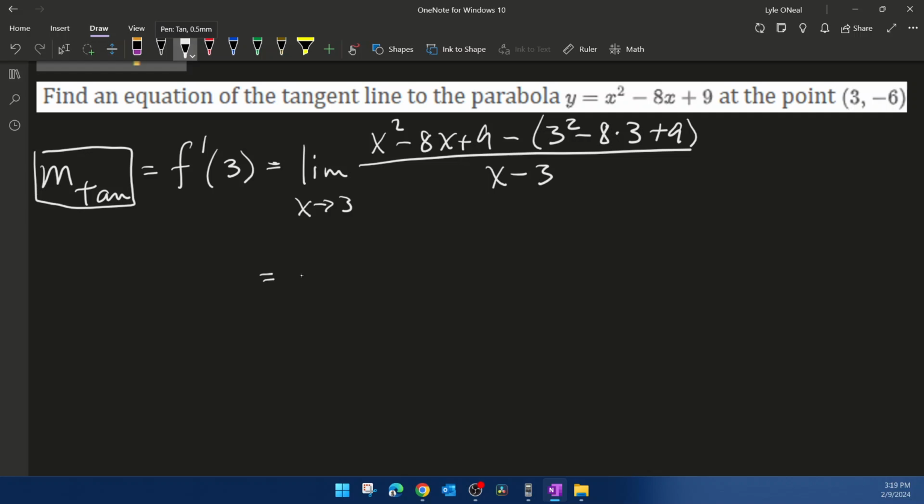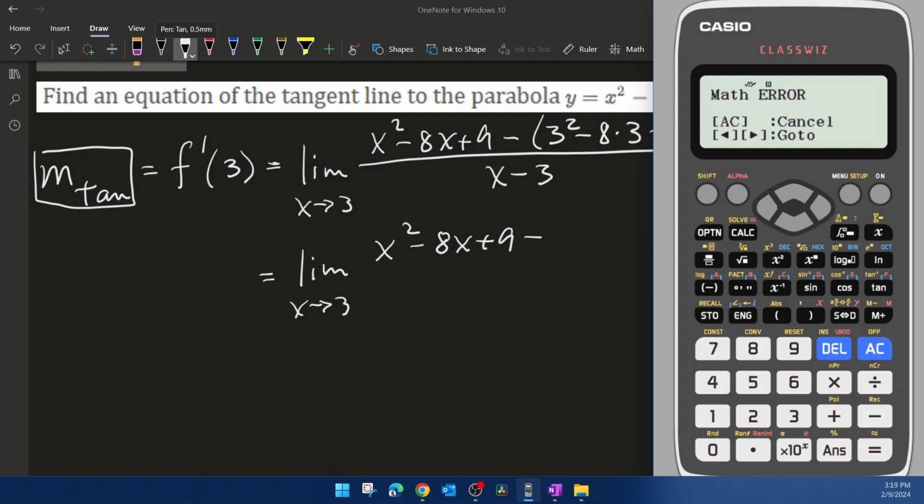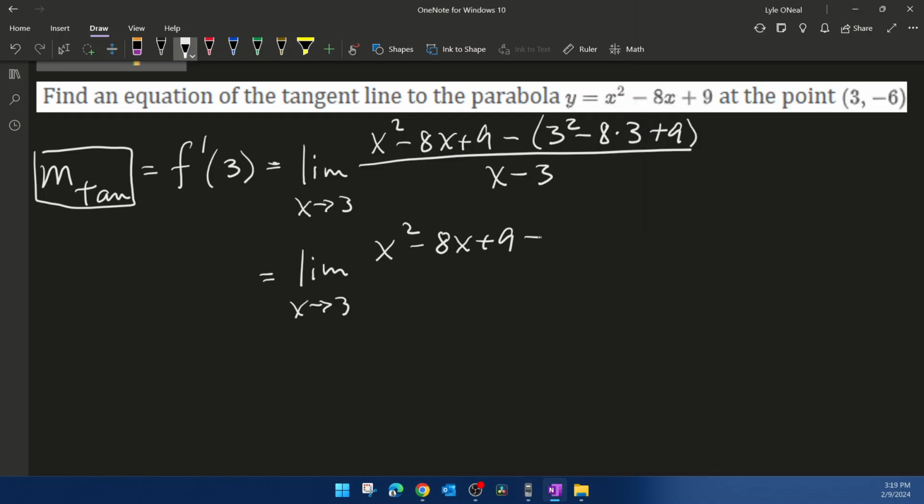So if we continue our work here, we have the limit as x approaches 3 of x squared minus 8x plus 9. And then we need to figure out what this function value is. So we're going to use the calculator. 3 squared minus 8 times 3 plus 9 is negative 6. Minus a negative, do you see that's going to be minus a negative 6? So that'll actually end up being a plus 6. Oh, look at that. I've got like terms. 6 and 9? What is that? 15?